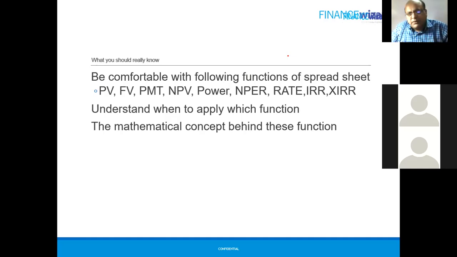So calculation is one part. Today I will show you calculation. But during our workshop, we will be focusing on two things in Excel. Calculation is one part of Excel, for which Excel is an alternative to a calculator. But the second part of Excel is formatting. This also we will cover in the workshop, because formatting is an important part. So you should be comfortable with the following functions: PV, FV, PMT, NPV, power, NPER, rate, IRR, and XIRR.